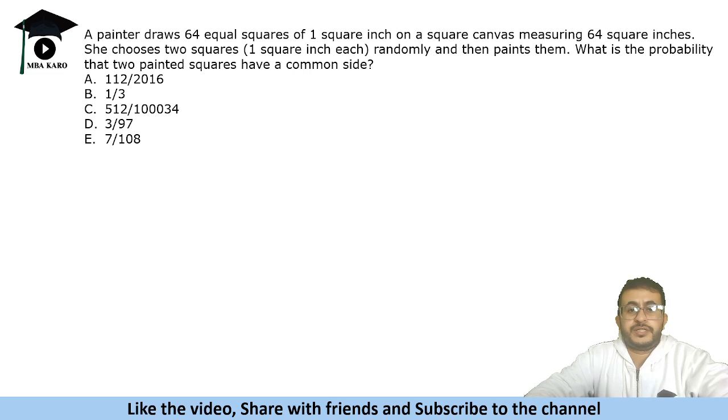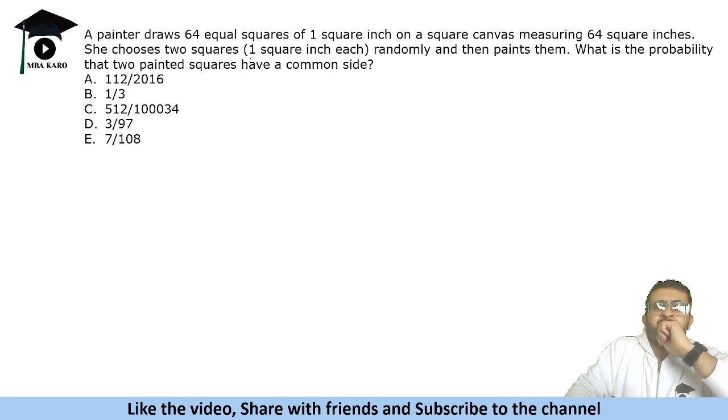A painter draws 64 equal squares of 1 square inch on a square canvas measuring 64 square inches. She chooses two squares of 1 square inch randomly, and then paints them. What is the probability that two painted squares have a common side? So 64 squares are drawn on a square canvas measuring 64 square inches. So basically 8 into 8 will be the grid.